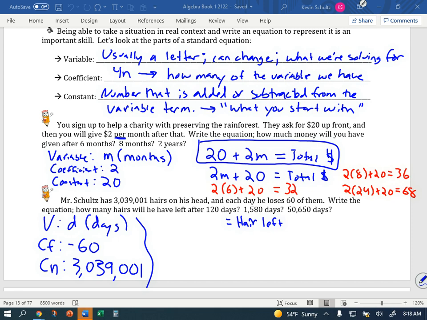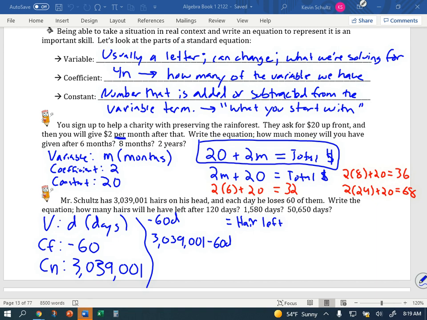Okay, and we can write that as negative 60D, right? Because that says negative 60 times D. It says for every day, I'm losing 60. So negative 60D, and then Ellen? Okay, so I could put 3,039,001 minus 60D, right? Because I'm starting with that and subtracting 60 per day.